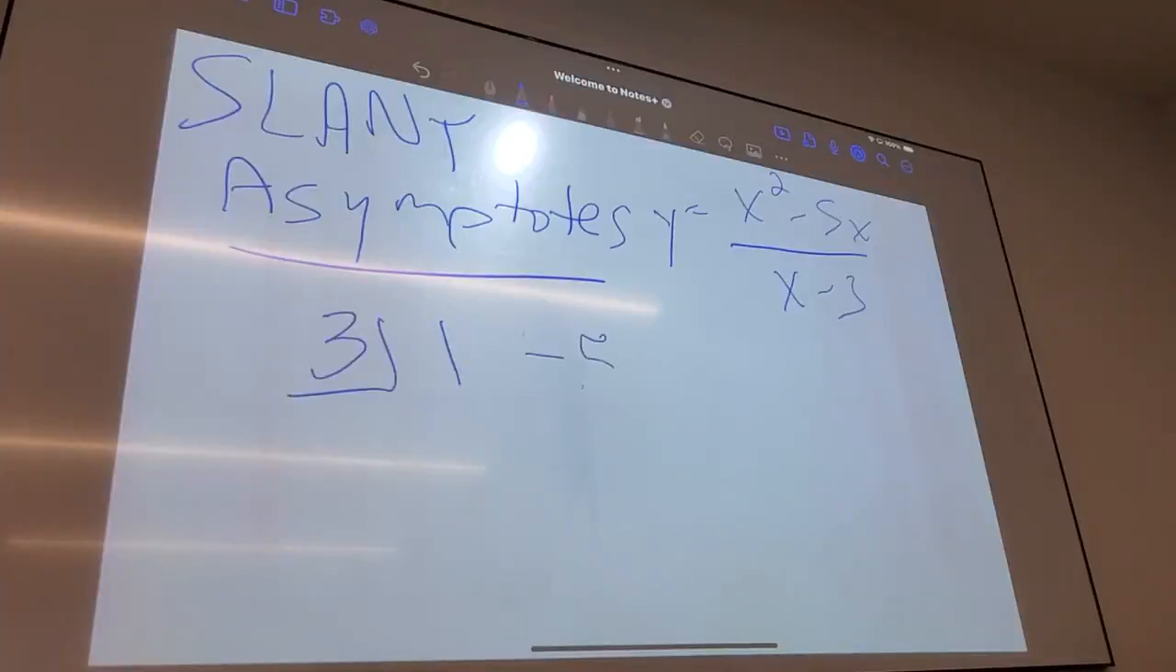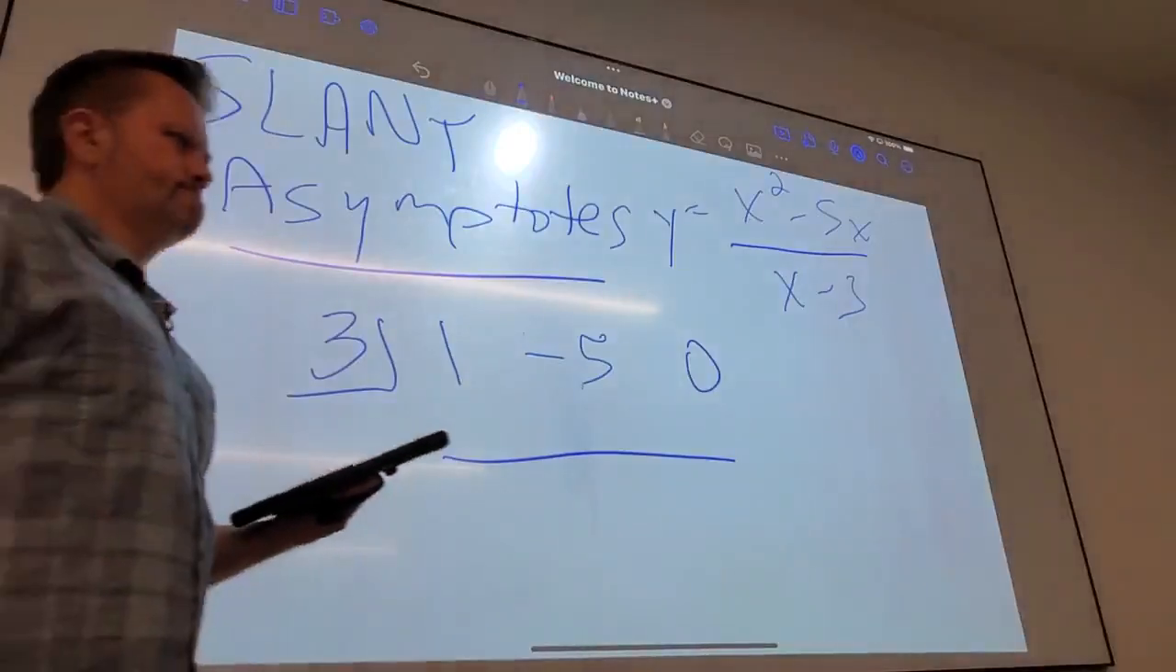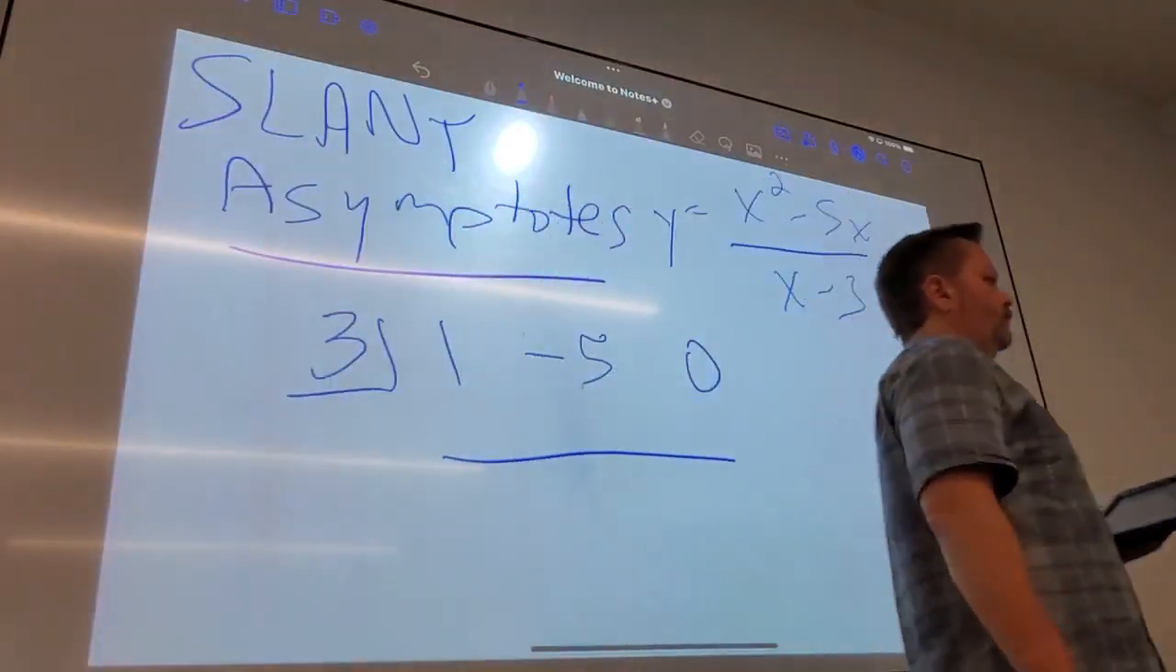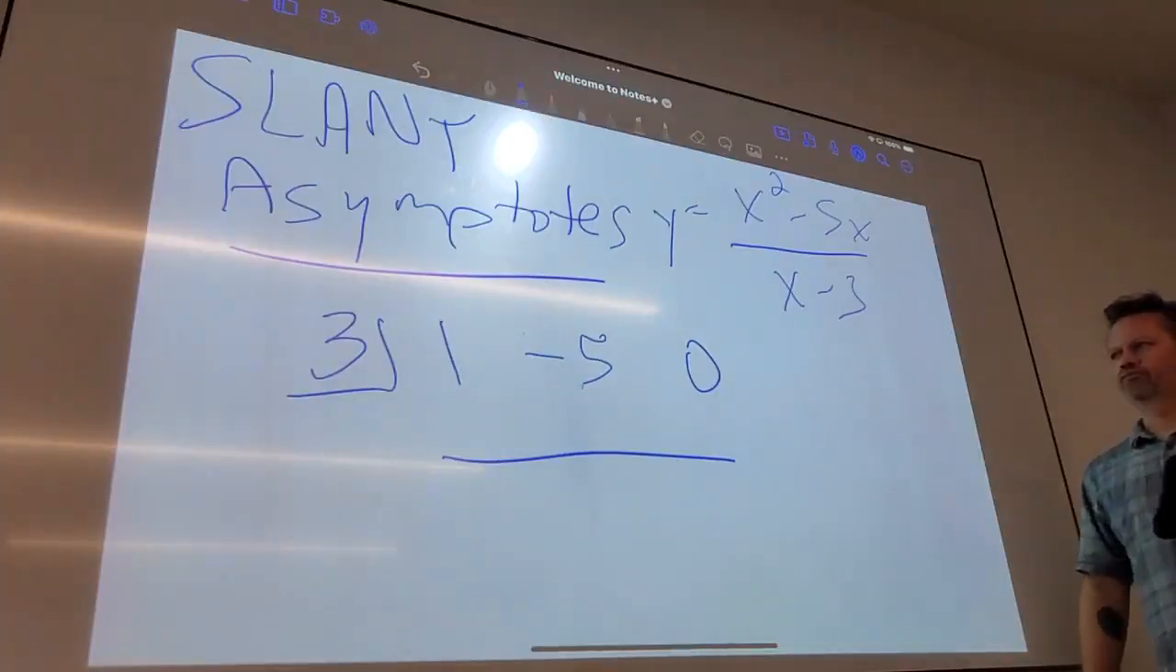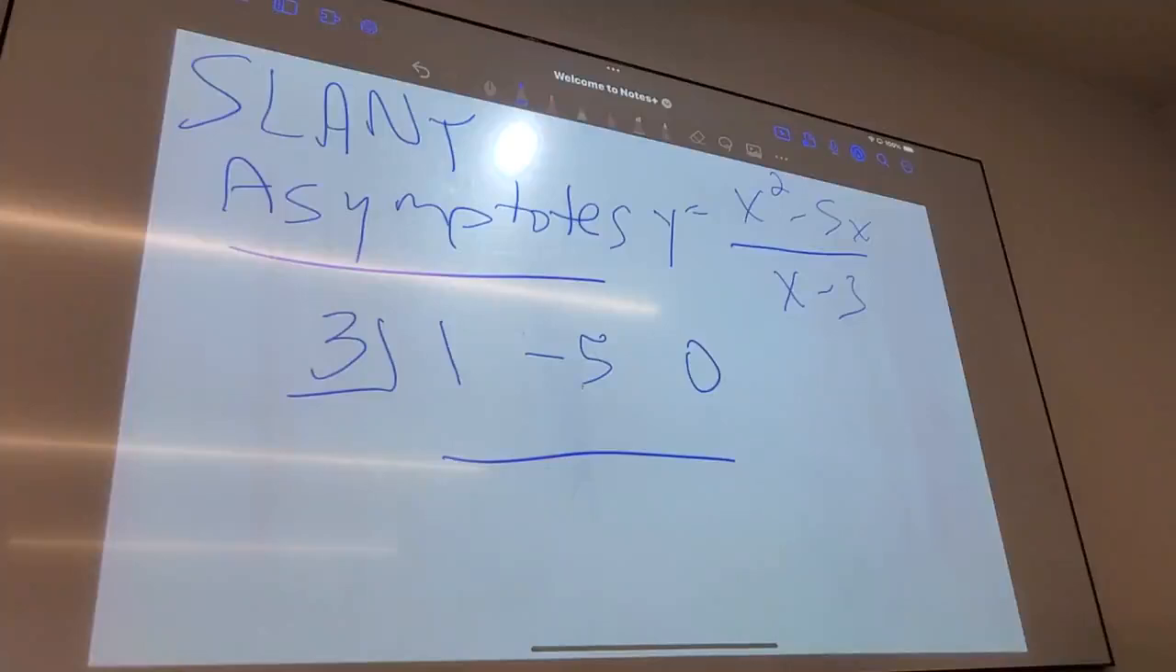So that's what your synthetic division setup should look like. Catch up to you. 1, 3, -2, -6, -6. How's that? So what's the result then? x minus 2 minus 6 over x minus 3.